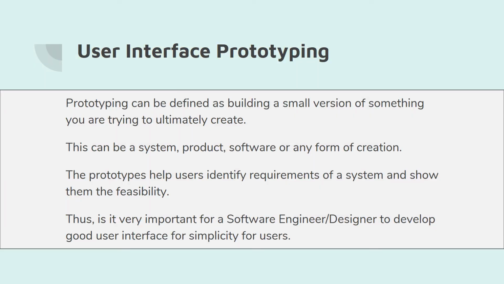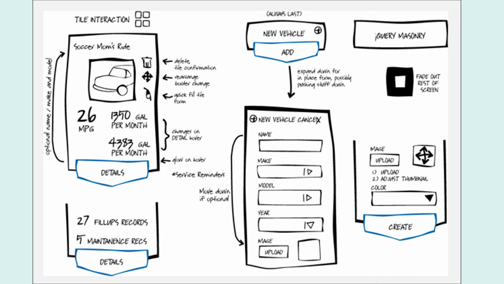Prototyping can be defined as building a small version of something you are trying to create in the end. It's important for software engineers and designers to develop a good user interface so that users can use their products very simply. Shown here is a prototype for a UI created for a car site.